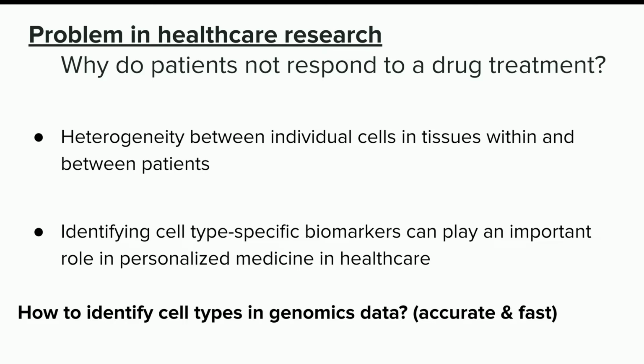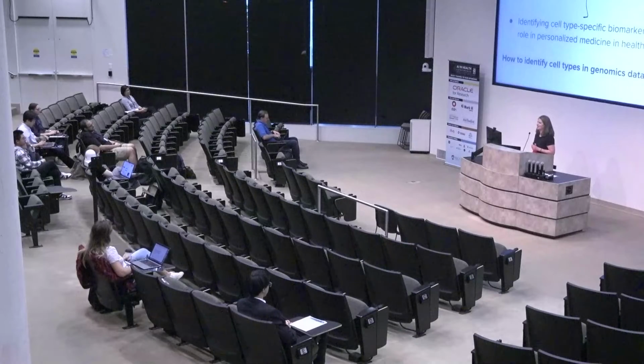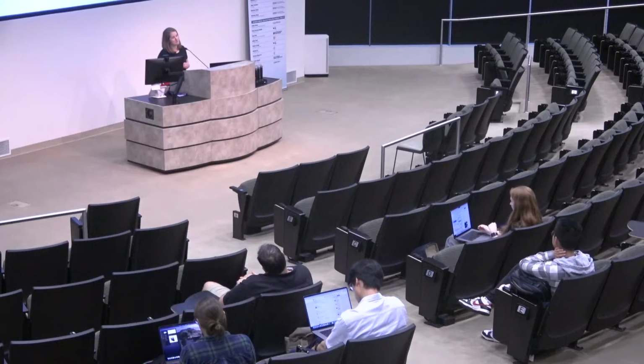So the caveat here is there could probably be a different answer. Like if I asked each one of us in the room today, what is a cell type? How would you define a cell type? We probably would come up with our own different answer. So just keep that caveat in mind. But the goal here is to develop computational tools that allow us to use genomic data and identify cell types so that we can then go forward and identify cell type specific biomarkers and think about them in the context of personalized medicine.